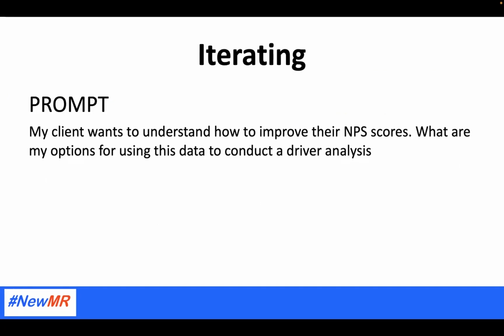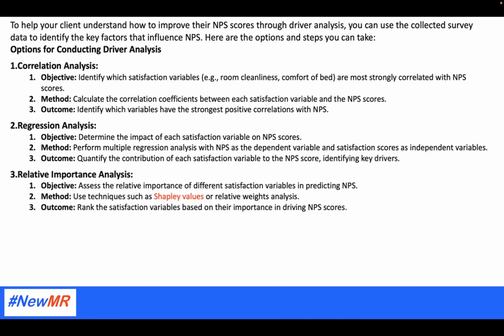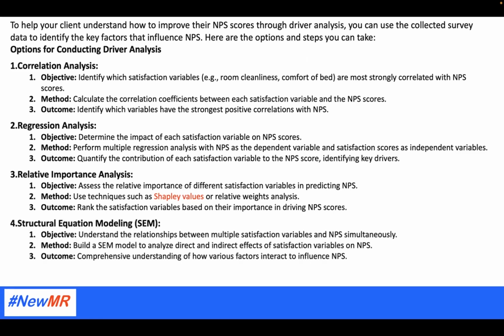And I then tell ChatGPT, my client wants to understand how to improve their NPS scores. What are my options for using this data to conduct a driver analysis? And I've got 10,000 synthetic respondents that I asked ChatGPT to generate for me to practice this on. It says if you want to do driver analysis, you could use correlation, you could use regression analysis, you could use something like Shapley values, a relative importance analysis, or you could use structural equation modeling.